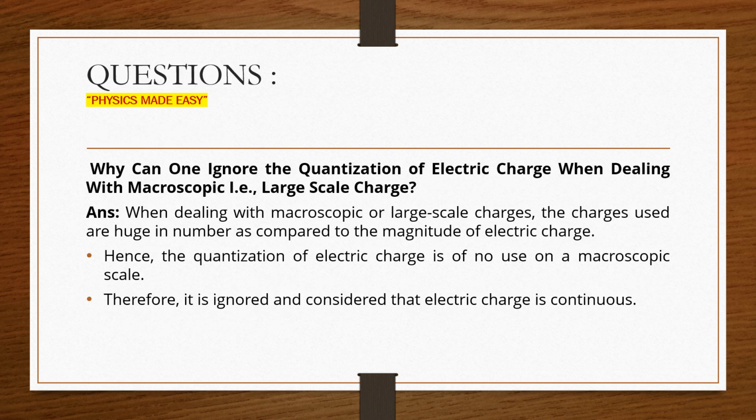The next question is, why can one ignore the quantization of electric charge when dealing with macroscopic, that is large scale, charges? When dealing with macroscopic or large scale charges, the number of charges involved is huge compared to the magnitude of the elementary electric charge. Hence, quantization of electric charge is of no use on a macroscopic scale. Therefore, it is ignored and electric charge is considered continuous.